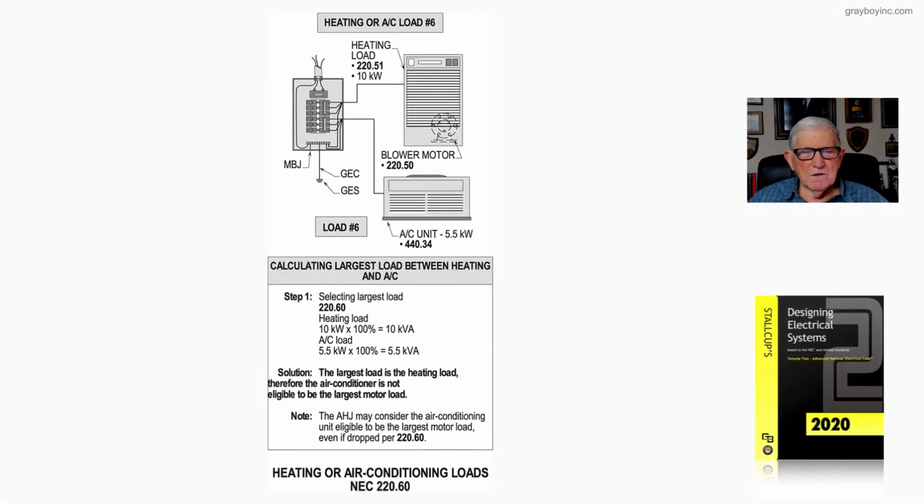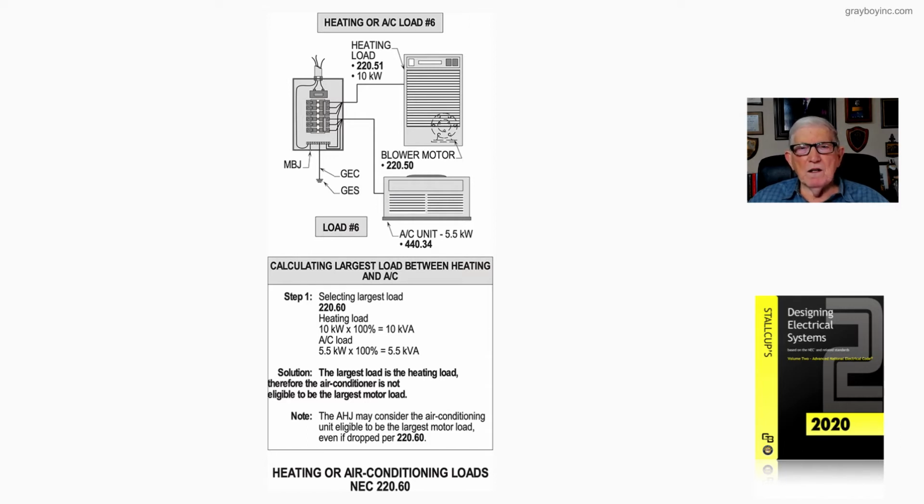Now let's take a look at this figure 23-15, and it's dealing with the largest load between the heat and air. So this is basically what a designer or someone calculating the load has to determine. First of all, they look at the heating unit. Is it gas or electric? That's important. But here we see it's 10 kW in compliance with 220.51.